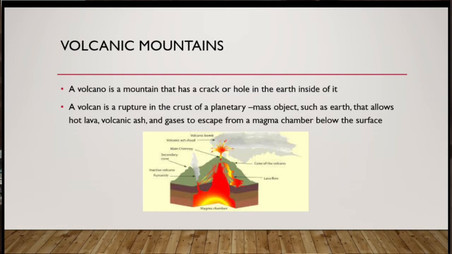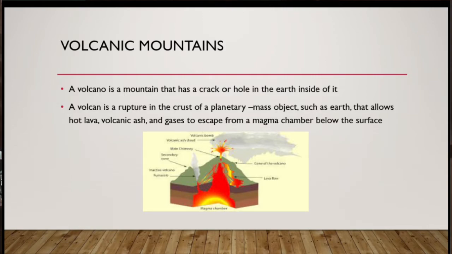So a volcanic mountain is a rupture in the crust of a mantle mass of objects such as ice that allows hot lava, volcanic ashes, and gases to escape from a magma chamber below the surface.